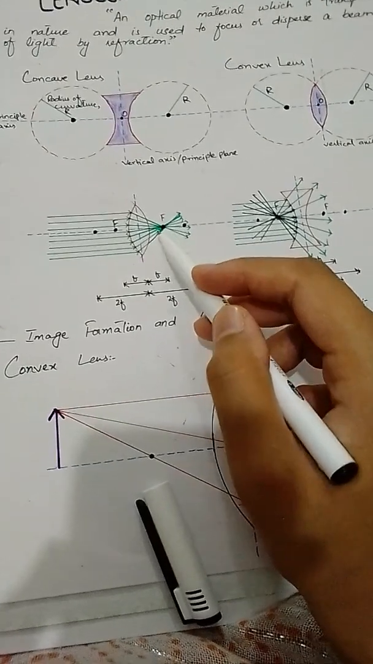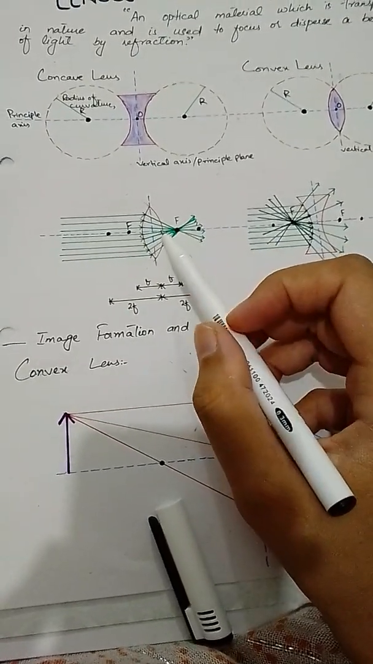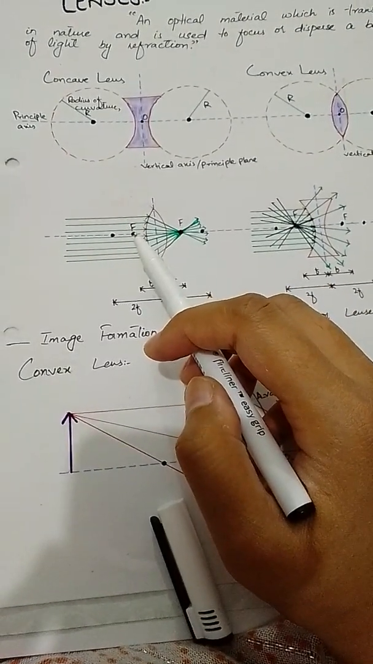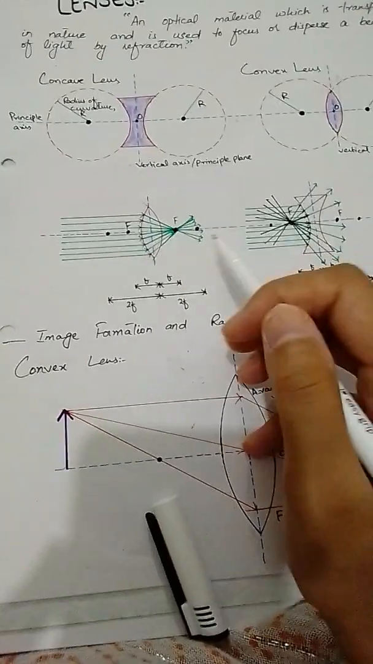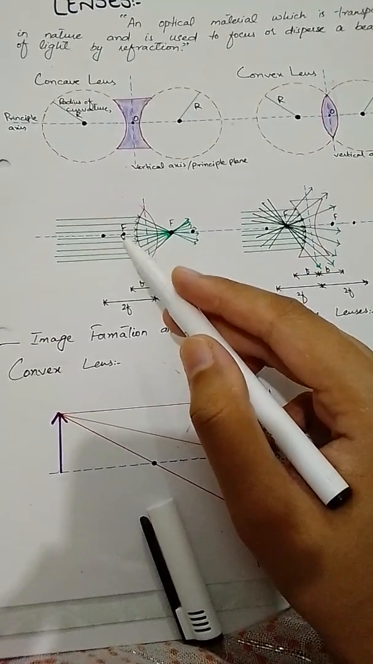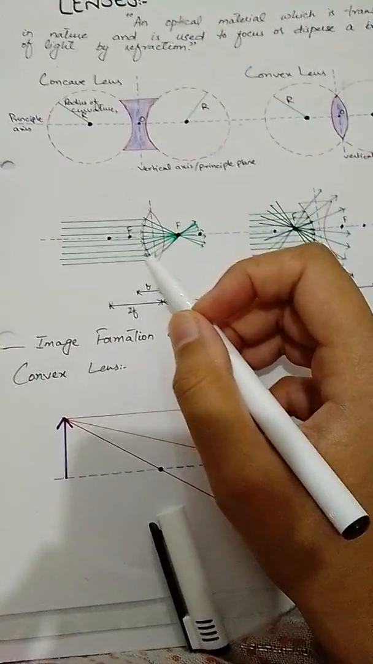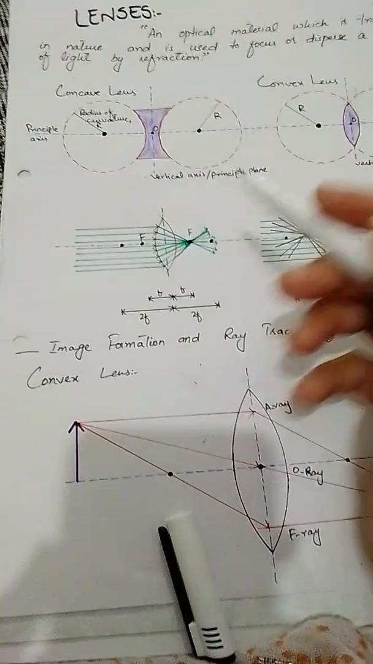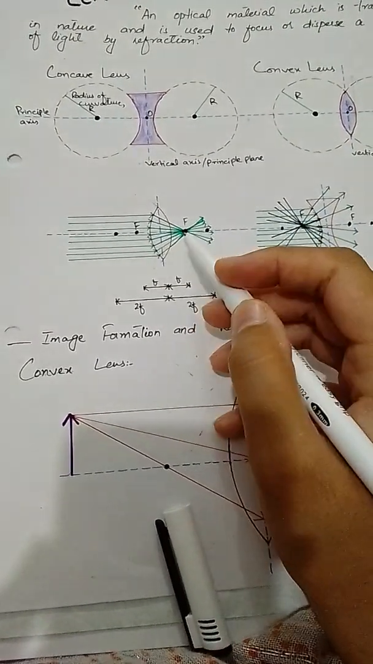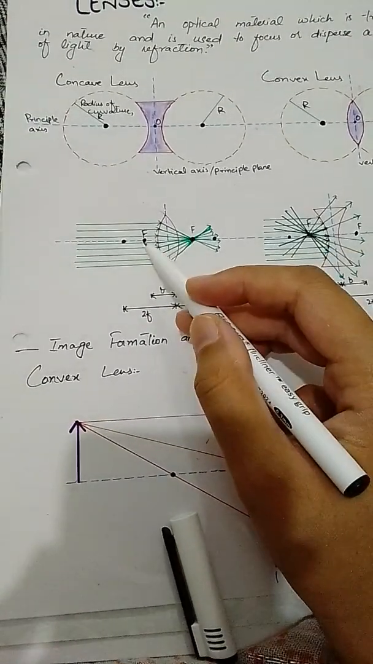Second thing is that you already studied that in the case of mirrors we had one focus, either on the same side of the mirror or the opposite side. But in the case of lenses, we have two focuses, or two foci. The plural of focus is foci. We'll have two foci here on either side of the lens.